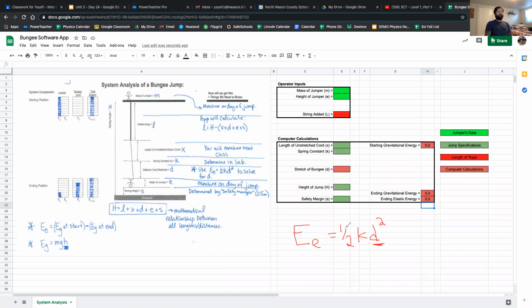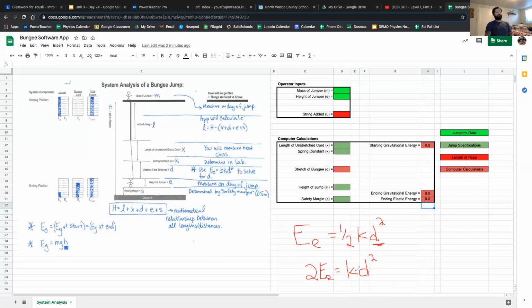So the first thing I'm going to do is get rid of this 1/2. And what I'm going to do is bring it over to the other side. Now that is the same thing as saying, if I want to move it over here, I have to do the opposite of what it's doing. So instead of 1/2, I'm going to multiply by 2. So in the end, that looks like 2 times elastic potential energy is equal to the spring constant times the distance squared.